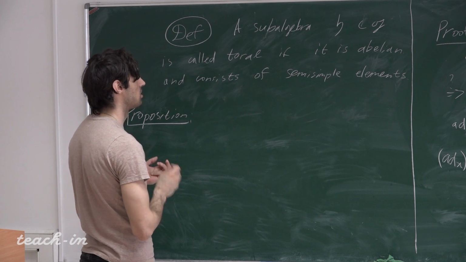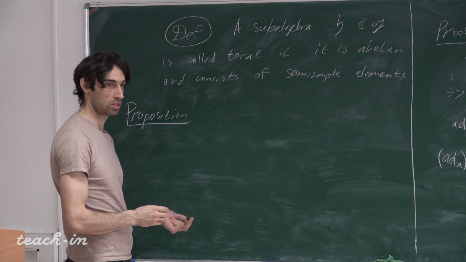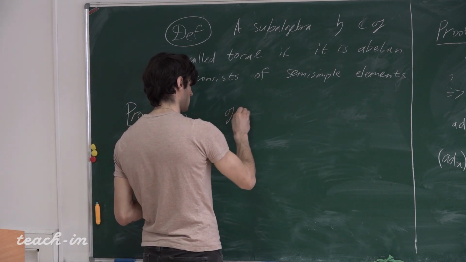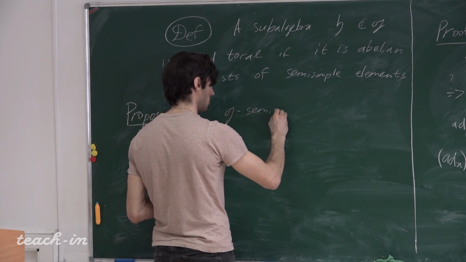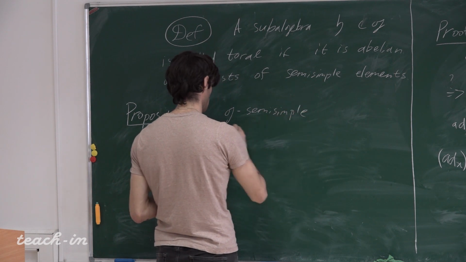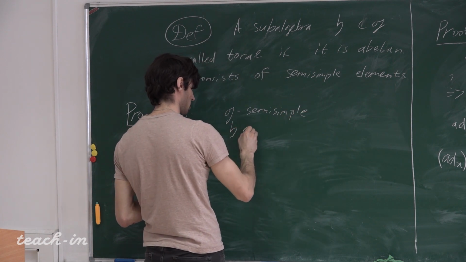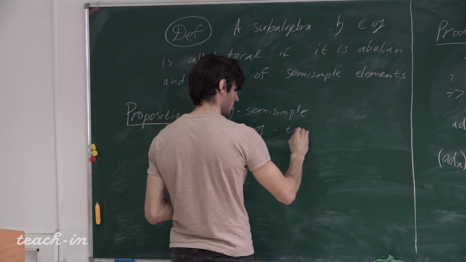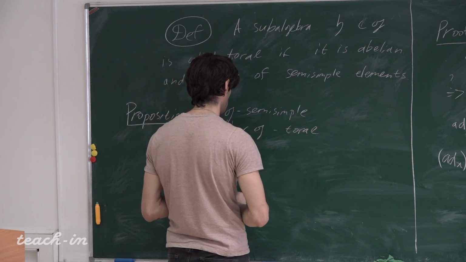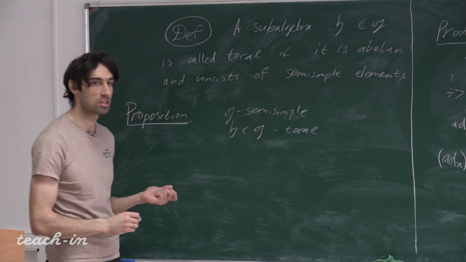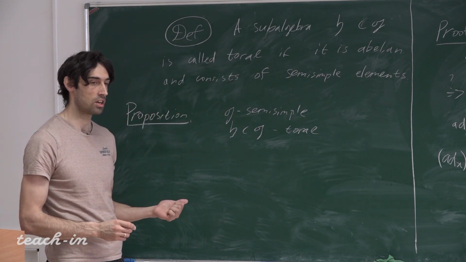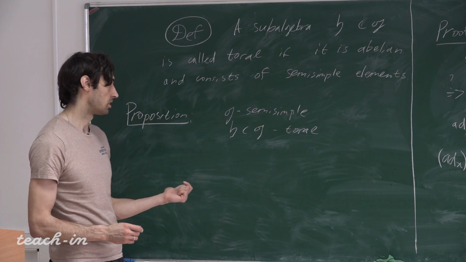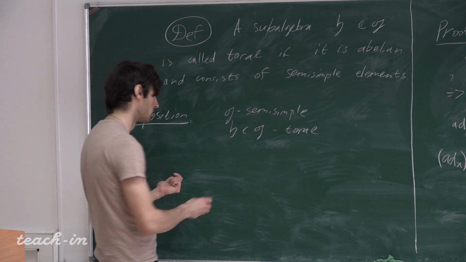Okay, let me fix a semisimple algebra G, and a toral subalgebra H inside G, and also let me fix some invariant non-degenerate symmetric bilinear form.